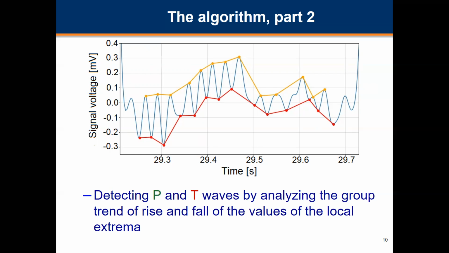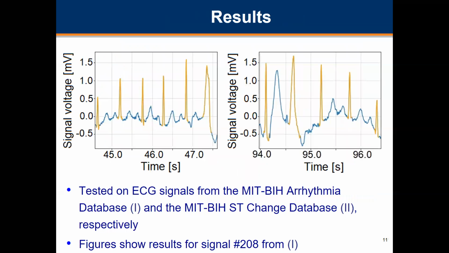The developed algorithm was implemented on ambulatory ECG signals with high and medium level of noise from the MIT-BIH arrhythmia database, database 1, and MIT ST change database, database 2, respectively. All the figures present results from implementation of the algorithm on signal number 208 from database 1.